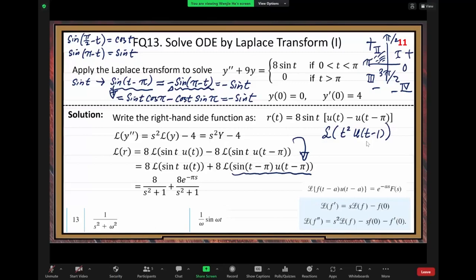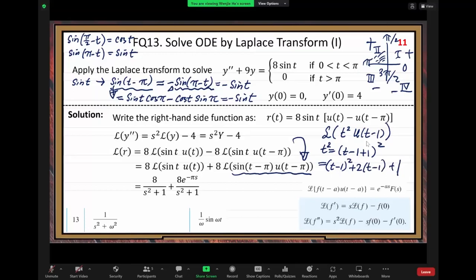Do you want to make the same shift? If you want to apply this formula, you should have t minus 1 there, right? Not t. That's your goal: t minus 1 squared. So you need to represent t squared as t minus 1 plus 1 squared. You force it to have that shift t minus 1. Then you have the t minus 1 squared formula plus 2 times t minus 1 plus 1.